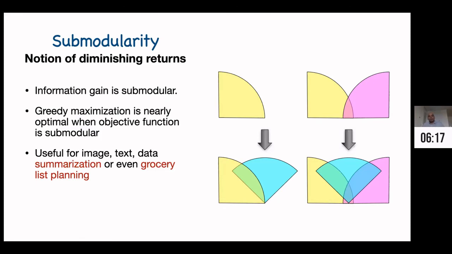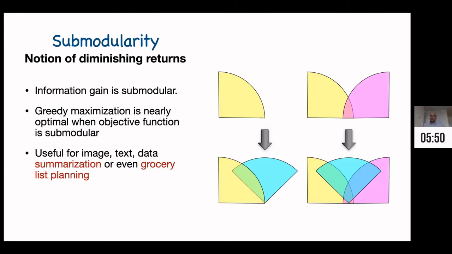Why this property is helpful is that if a function is submodular, then we can use greedy maximization instead of an exact maximization. And greedy maximization is computationally much cheaper than a full maximization. Now, fortunately for us, information gain is submodular. So we can directly apply submodularity and a planning method based on POMDPs to compute a policy.